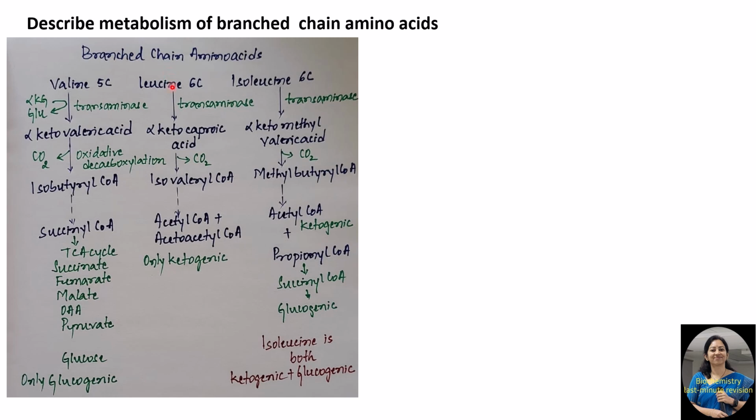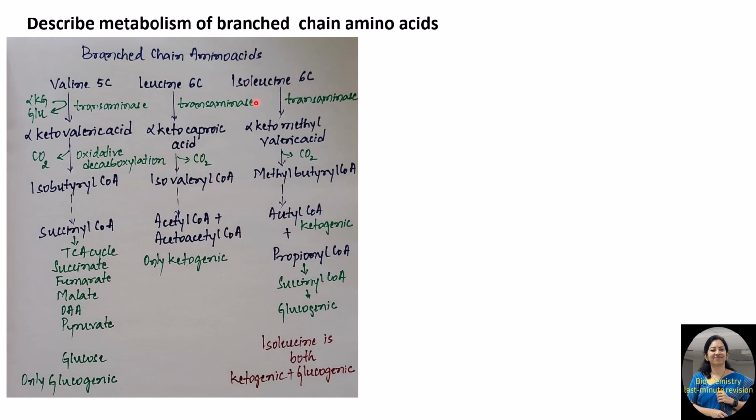So valine is only glucogenic in nature. Coming to leucine, the characteristic feature is it gets converted to acetoacetate and acetyl CoA, which are the end products of leucine metabolism. And as you all know, both of these are ketone bodies. So leucine is a purely ketogenic amino acid.